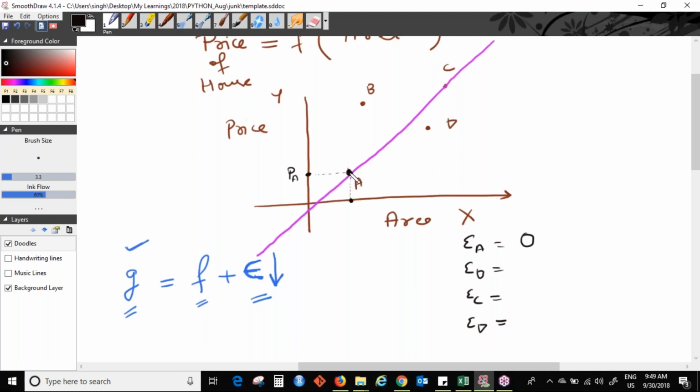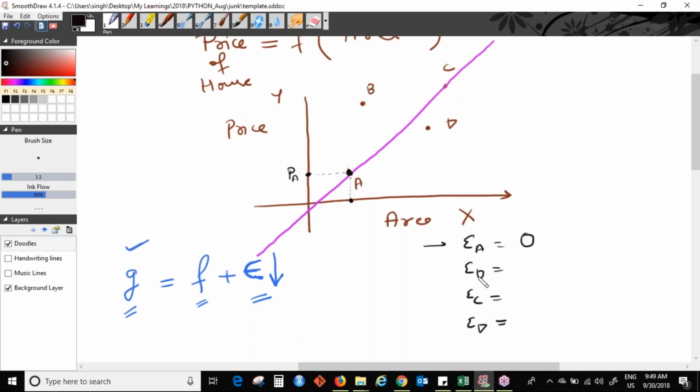You look at the actual coordinate of the point. The actual coordinate of the point gives the actual price, and the corresponding point on the line gives the price that the line gives. Here both happen to be the same, so the error will be 0. So for point A you are not making any error because you are predicting exactly what the actual price is.